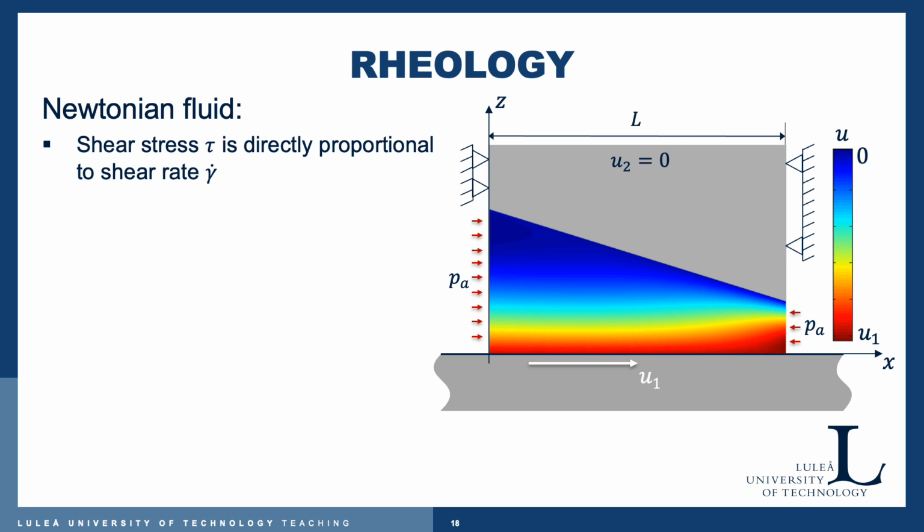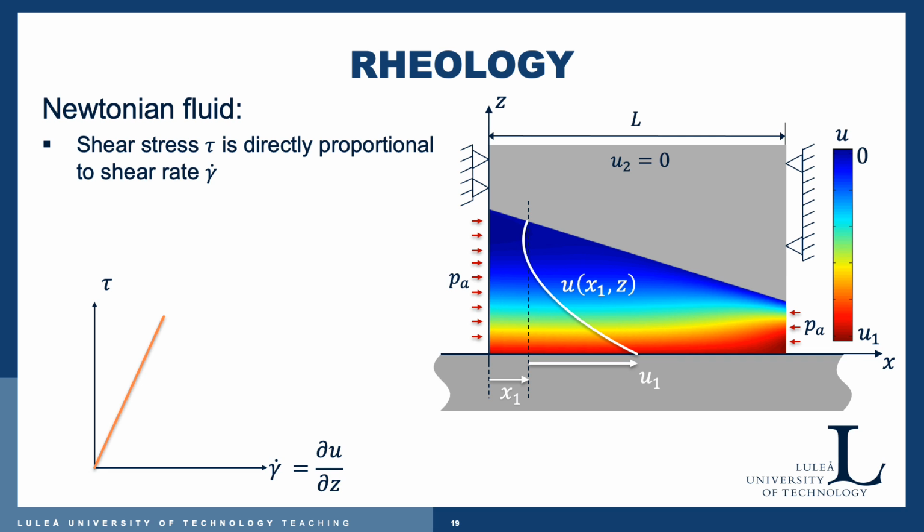The lubricant rheology is not a constitutive relationship directly in the Reynolds equation, but it's really important, and it governs the way the fluid builds up the shear stress depending on the shear rate. And the shear rate is nothing but du/dz. It's often denoted gamma dot, like you see here in the diagram. And when we have a Newtonian fluid, the shear stress is directly proportional to the shear rate.